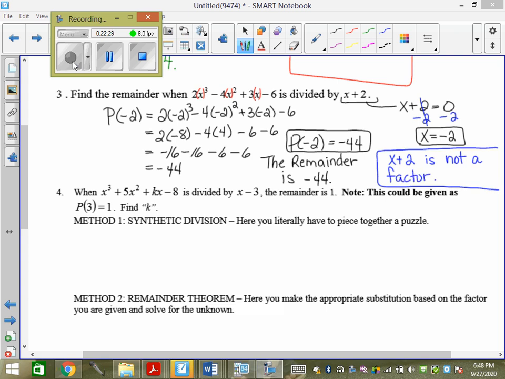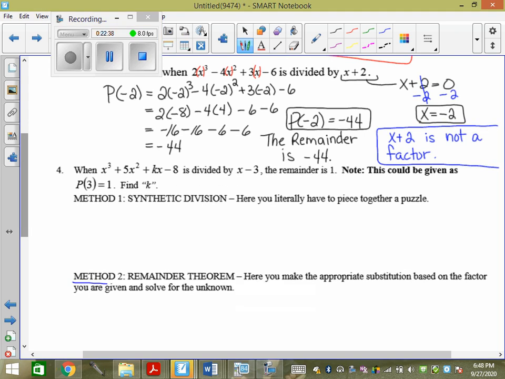So those are all ones where they literally just ask you for the remainder, which is setting you up to be able to do number 4. Remember, we're only doing remainder theorem again. So we're going to do method 2. So it says when x cubed plus 5x squared plus kx minus 8, this is different, we have an extra variable, is divided by x minus 3, the remainder is 1. This is different, they gave me the remainder. Note, this could be given as p of 3 equals 1. How is that? Find k.